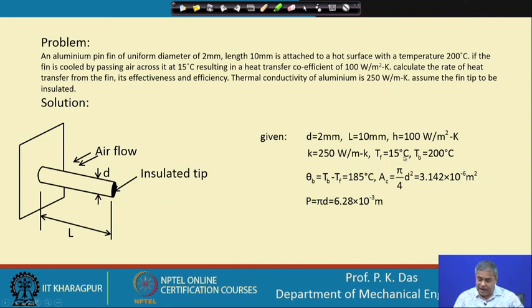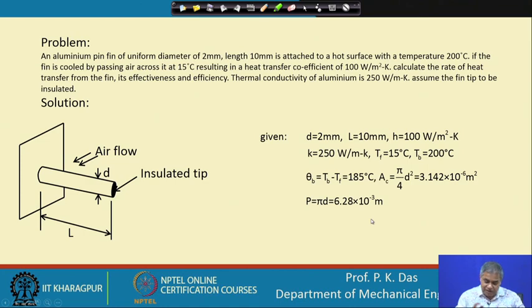Fluid temperature T f is 15 degrees Celsius, T b, the base temperature of the fin, is 200 degrees Celsius. Theta b, we define theta b as the temperature difference between the base and the fluid, that is 185 degrees Celsius. The cross sectional area of the fin through which heat transfer takes place is pi by 4 d square, and we get this. And then the perimeter of the fin is equal to pi d. So, we have calculated the value.